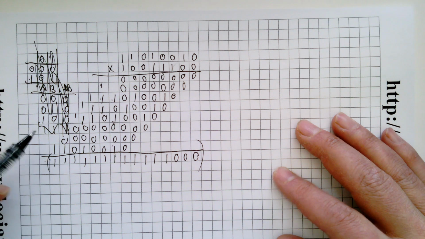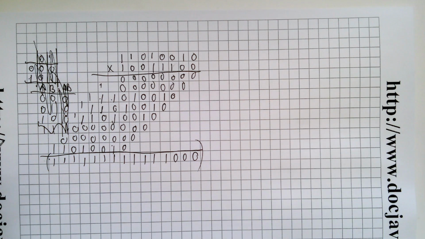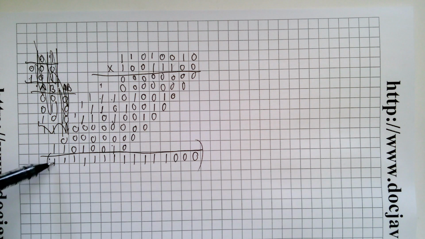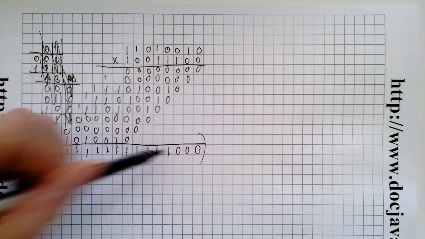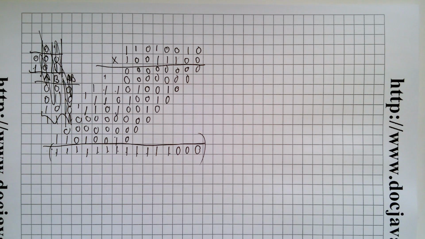But let's just take a look at what we got. How many ones is this? 1, 2, 3, 4, 5, 6, 7, 8, 9, 10, 11, 12 ones and 3 zeros. So that's correct.